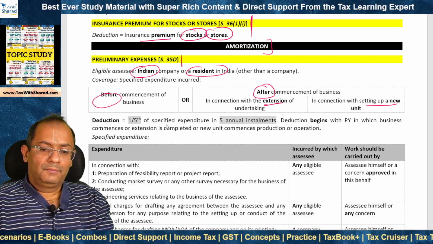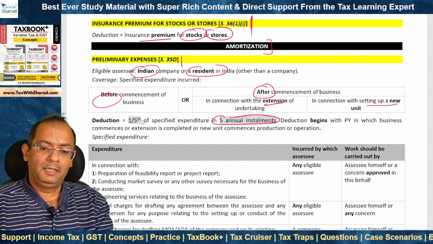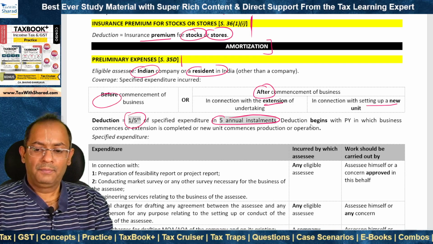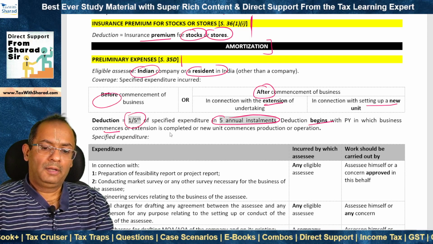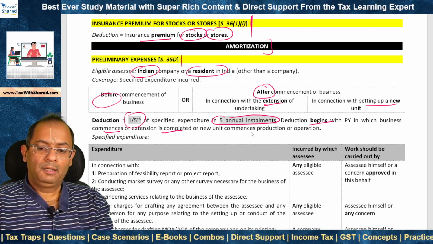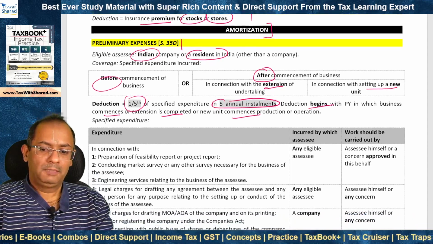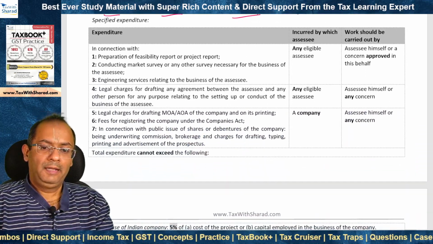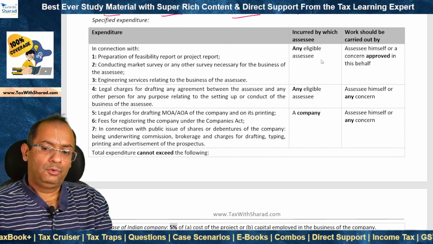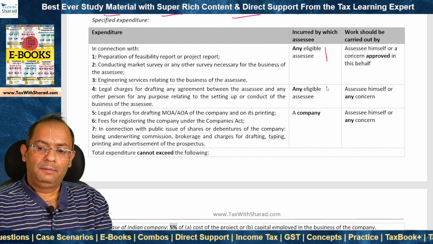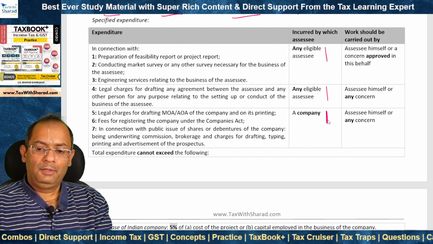The deduction is allowed of specified expenditure in 5 equal annual installments. That means 1/5 in each year. And it begins with the previous year in which either the business commences or extension is completed or new unit commences production or operation. So the question is, what is covered as a specified expenditure? There are 7 items which are covered as a specified expenditure. While items 1, 2, 3 and 4 can be incurred by any eligible assessee, 5, 6, 7 are applicable only to a company assessee.